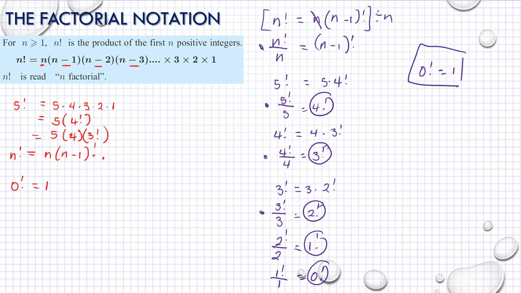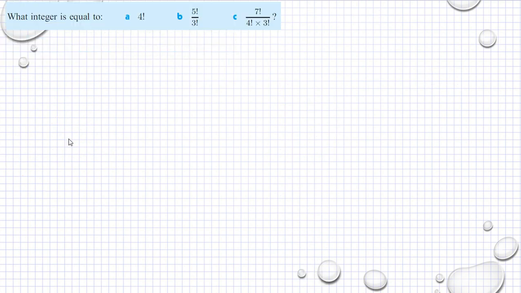Okay, so it's good to understand these two. They are important. So for example, we have 3 examples here. What integer is equal to 4 factorial? We have 4 factorial, that is equal to 4 times 3 times 2 times 1, that is equal to 24. That's 12 times 2, that's 24.